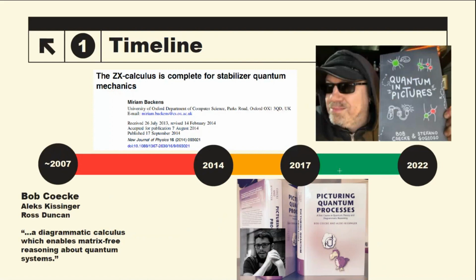Here I'm summarizing a timeline of ZX Calculus. Around 2007, Bob Coecke and some of his PhD students in his group at Oxford developed this diagrammatic calculus, and they were able to show that it's sound, complete and universal. So any calculation that you could do in the usual notation with matrices, you can also represent diagrammatically and come to the same solution. And in 2017, with Alex Kissinger, he published this textbook, Picturing Quantum Processes.